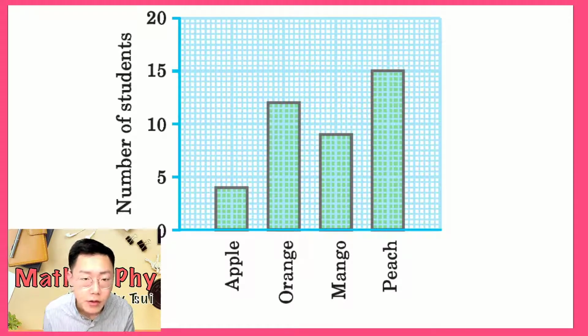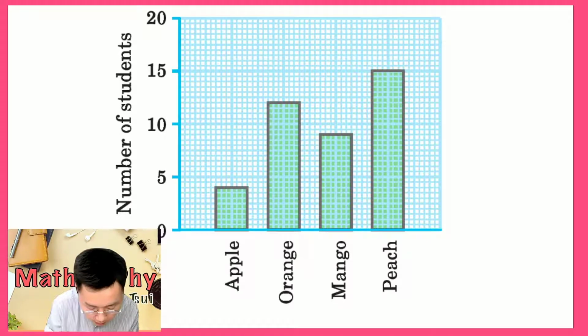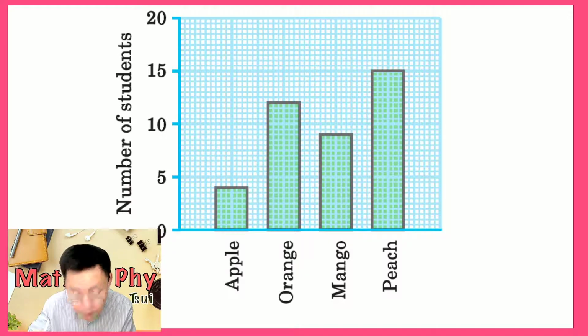For example, most students like to eat peach, because you can see the bar for the peach is the highest one. So we can conclude that most students like to eat peach, and the second one is the orange.